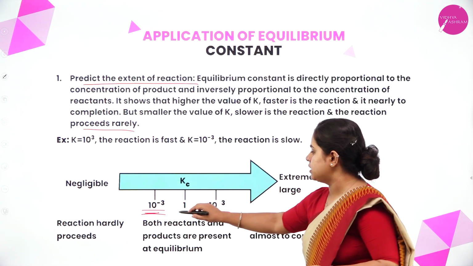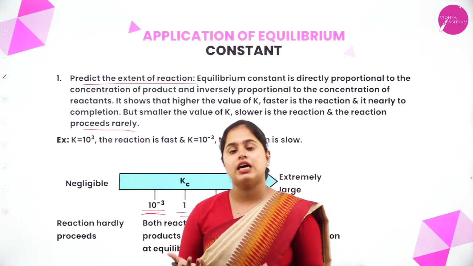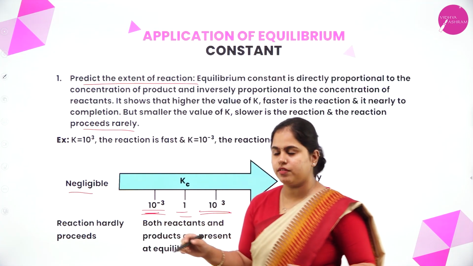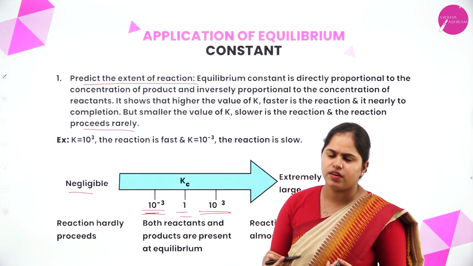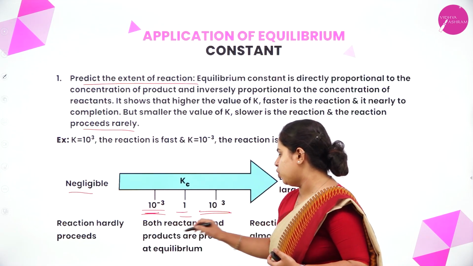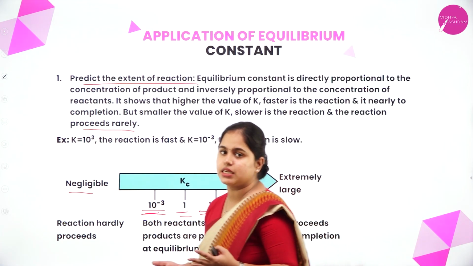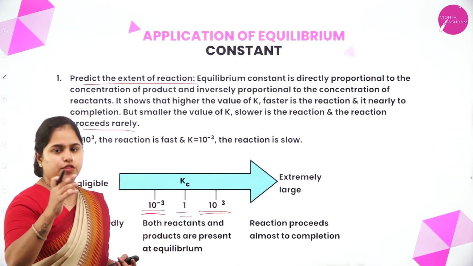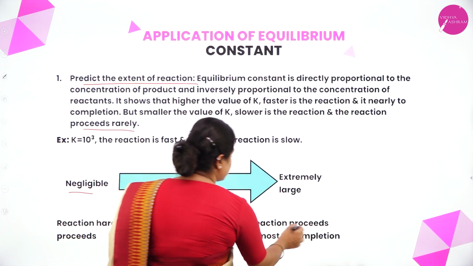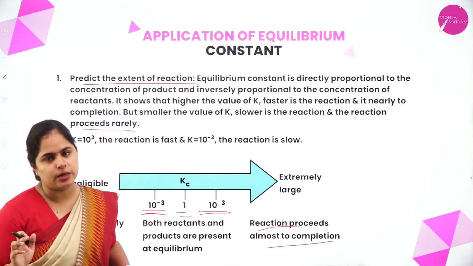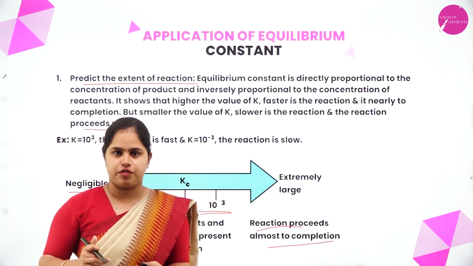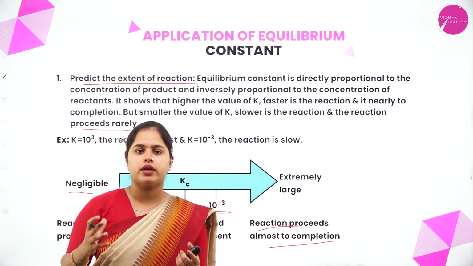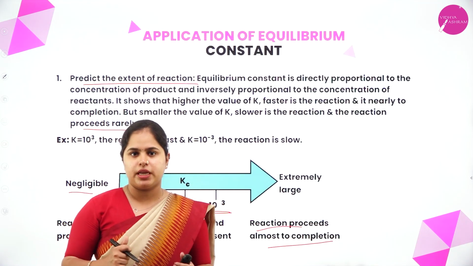Now, if the value of Kc is almost equal to 1, we can say that the reaction has attained equilibrium. As you can see here, if it is negligible, less than 10 to the power minus 3, the reaction hardly proceeds. It's a very, very slow reaction. If it is equal to 1, both reactants and products are present at equilibrium. If it is extremely large, 10 to the power 3 and more, then the reaction proceeds and is almost ready to be completed. So just with the value of Kc, we can predict the extent of reaction, whether it is completed, whether it is just going to start, or it is rarely occurring, or is at equilibrium.